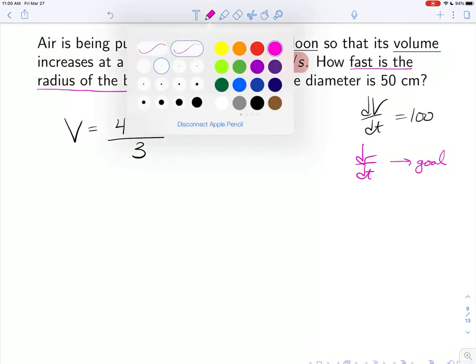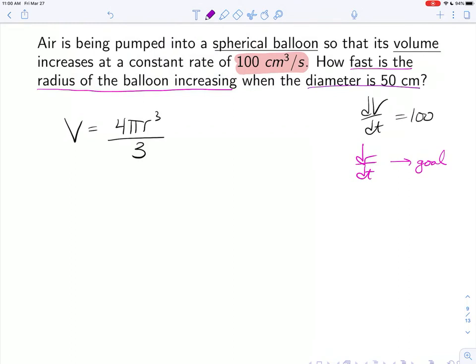And it says when the diameter is 50 centimeters. And let's realize that that's a specific moment in time. Even though I'm not telling you this happens at t equals 32 seconds, there is one moment in time when the diameter of this sphere is exactly 50 centimeters. And let's realize that the diameter is 50 if and only if the radius r is 25. So I'm wanting the rate of change of the radius with respect to time when d equals 50, which is the same as when r equals 25. That's my goal, dr/dt.